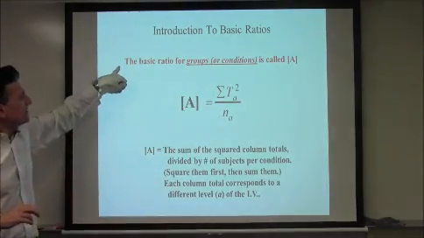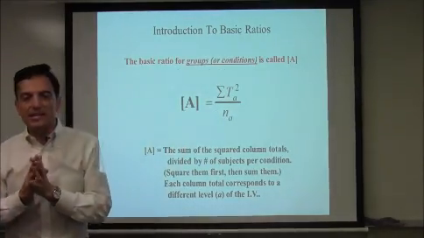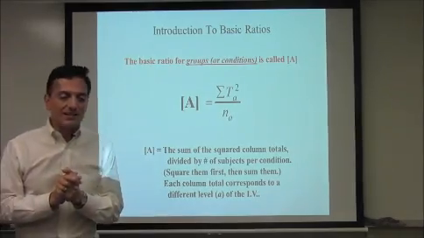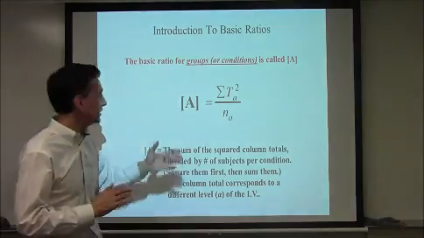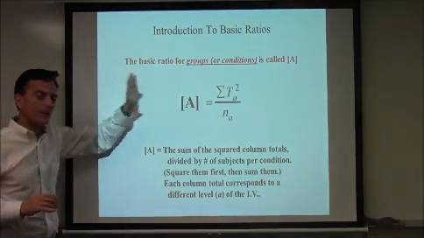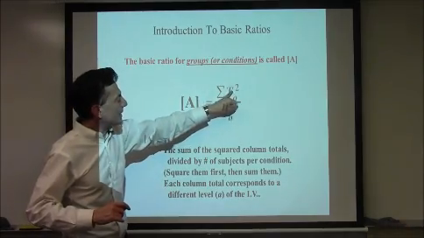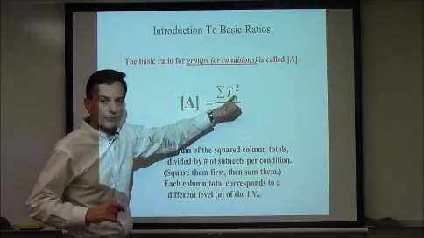The basic ratio for groups or conditions is called A. In the between subject case, we think of these as being different groups. So far, we've looked at the individuals with basic ratios, and that was our Y component, or our Y basic ratio. Here we're getting the basic ratio A. This one's a little bit trickier. What we're going to do is we're going to be summing up some totals and squaring those totals, and we'll do that for each of our three conditions.